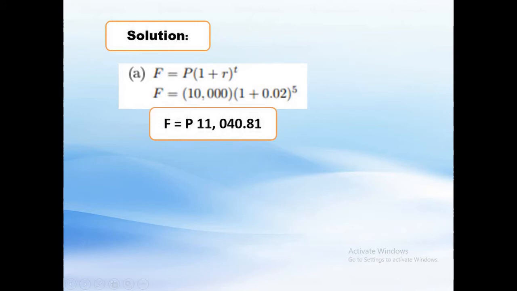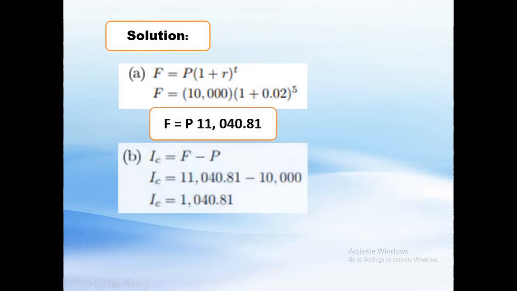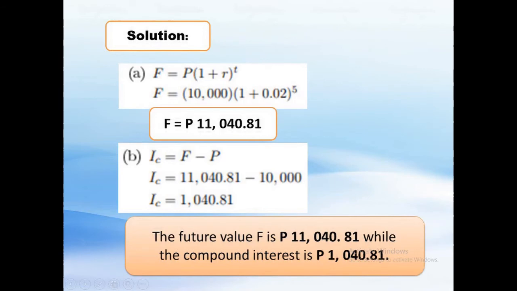The formula for the compound interest is future value minus the principal value. So that becomes 11,040.81 minus 10,000 pesos, which is the principal, is 1,040.81 pesos. So the future value F is 11,040 pesos and 81 centavos, while the compound interest is 1,040 pesos and 81 centavos.